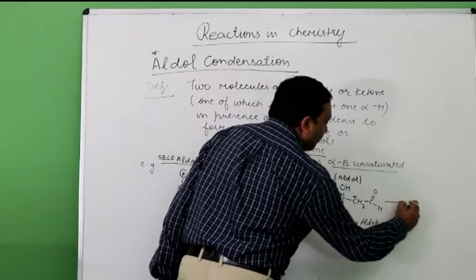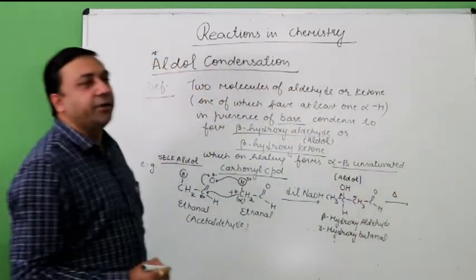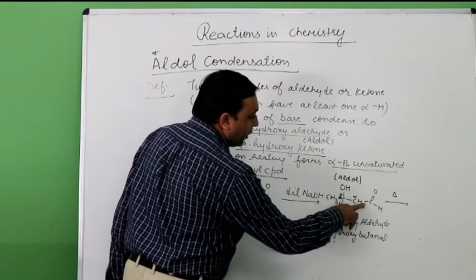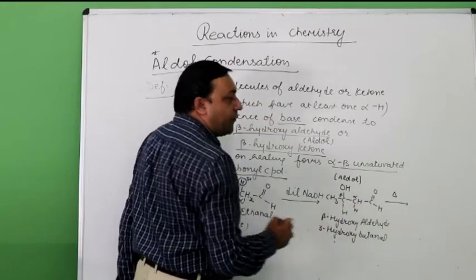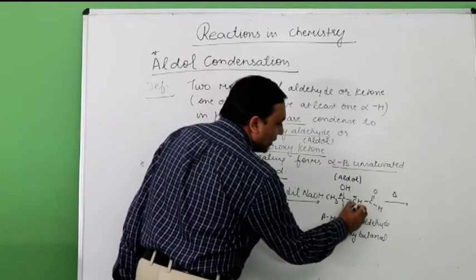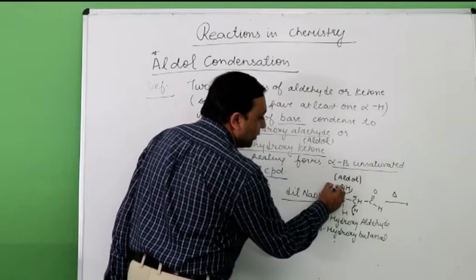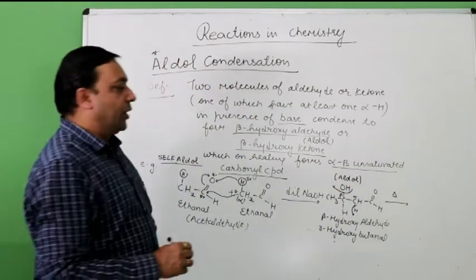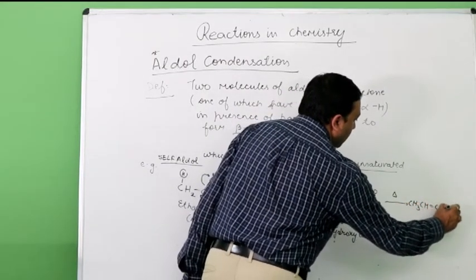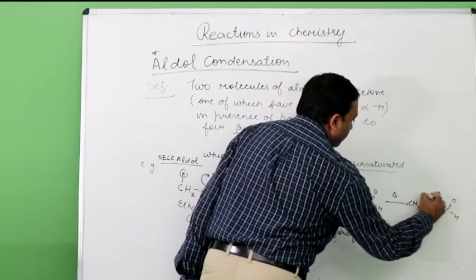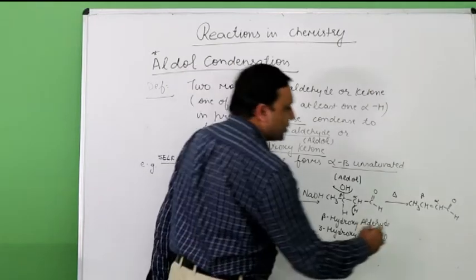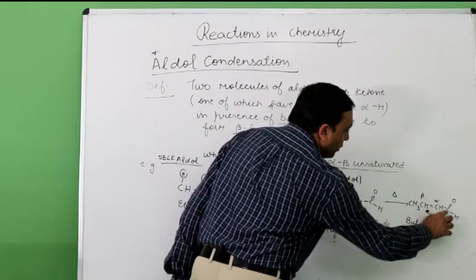Now on heating, this will undergo dehydration. Dehydration is the removal of a water molecule. Hydrogen will be removed from the alpha position and OH will be removed from the beta position, that is, removal of H and OH. On dehydration, it forms an alpha beta unsaturated carbonyl compound. This is but-2-enal, 1, 2, 3, 4.